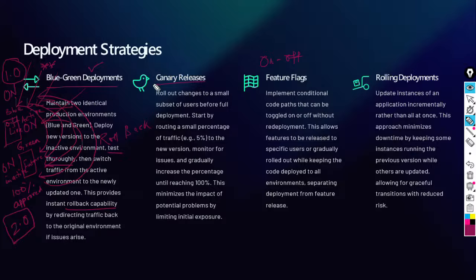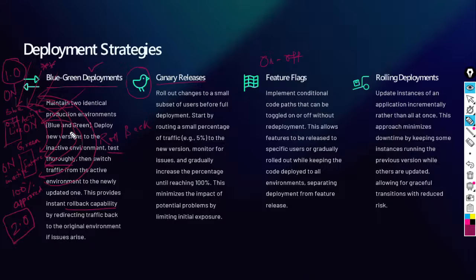Now, canary. Can you see a small bird? It's called canary. Why canary? Because our rollout, that means deployment, changes to a small subset of users, not full. So if 100% of users were on this box, you pick, say, 5% of those users, put them onto the new deployment and check whether everything is fine.